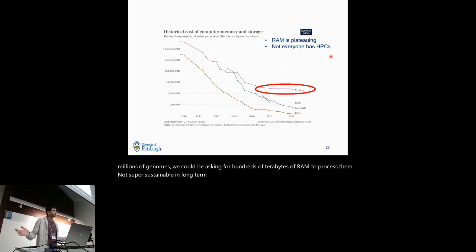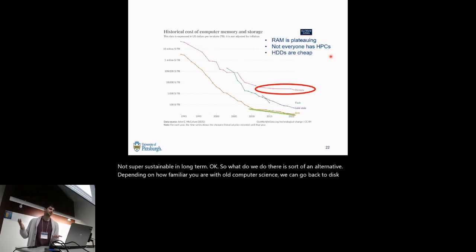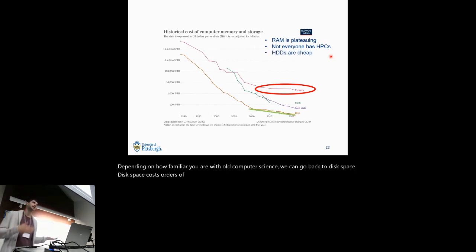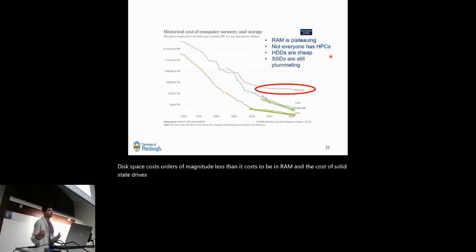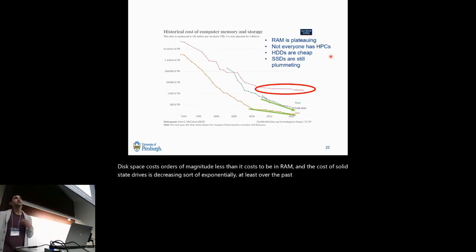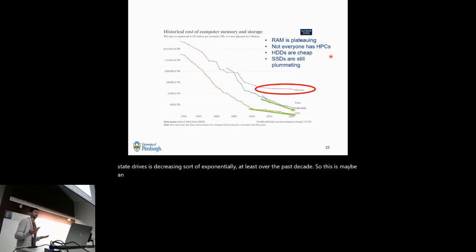Okay, so what do we do? There is sort of an alternative. Depending on how familiar you are with old computer science, we can go back to disk space. Disk space costs orders of magnitude less than it costs to be in RAM. And the cost of solid state drives is decreasing sort of exponentially, at least over the past decade. So this is maybe an option.